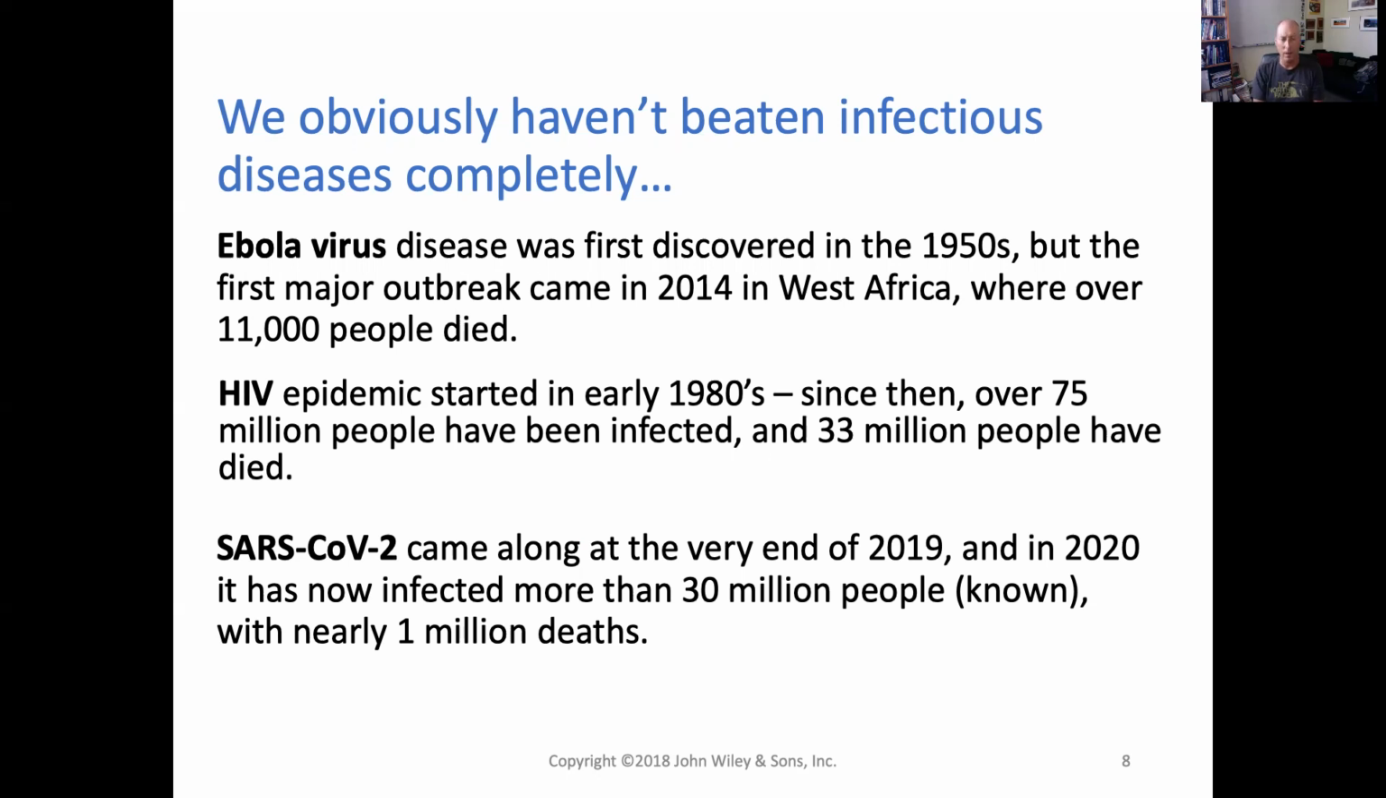And then obviously we're living in the COVID era. That's why we're doing this class online right now. SARS-CoV-2 is the name of the virus that causes a disease that's now called COVID, for coronavirus disease, or COVID-19, coronavirus disease 2019. SARS stands for severe acute respiratory syndrome. CoV stands for coronavirus. It came along at the end of 2019, and so far in 2020, more than 30 million people are known to have been infected. Probably the real number is at least twice that. And close to 1 million people have died from COVID-19 already.